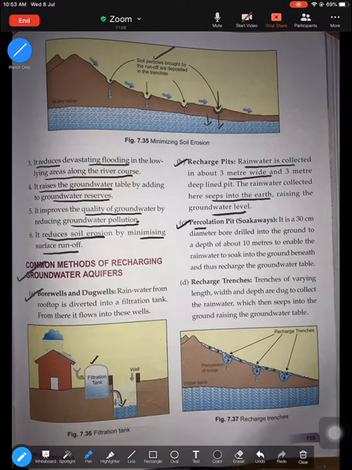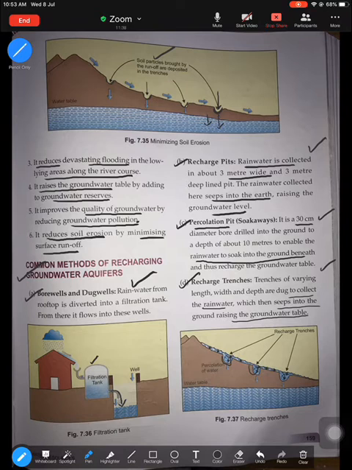A percolation pit could also be there, which is a little wider than the recharge pits. The intention is the same, to soak the water beneath and recharge the underground. And recharge trenches like this, a deeper one, are dug to collect the rainwater, which seeps in and again helps in raising the groundwater. The main objective of all of these is to recharge the underground water, so that water is stored for future purposes and water conservation is done in an effective manner.